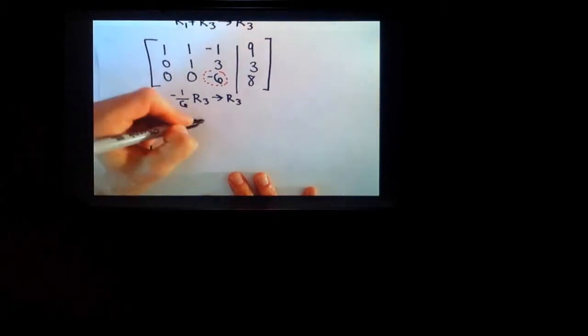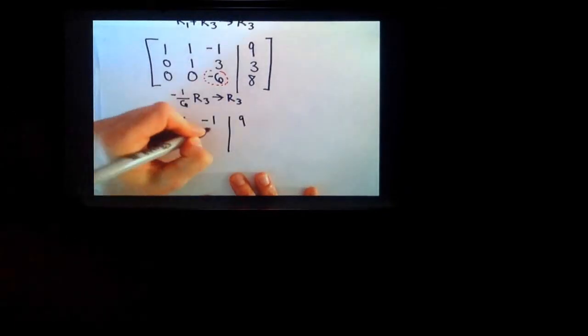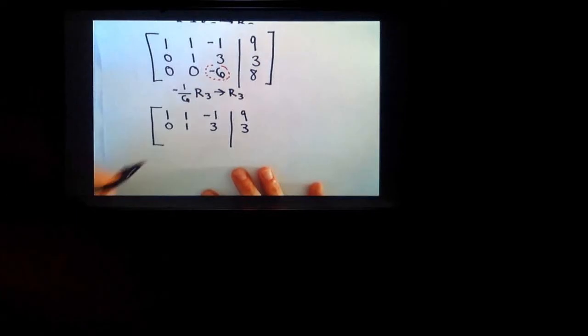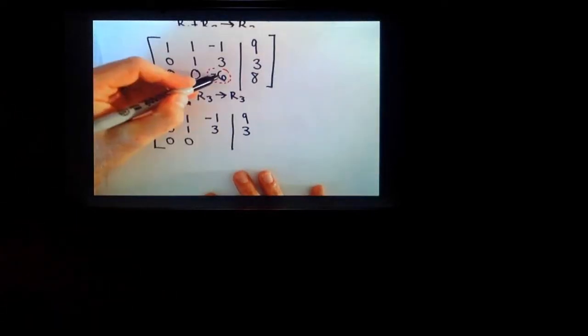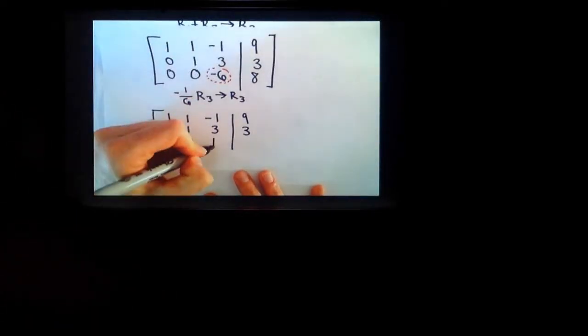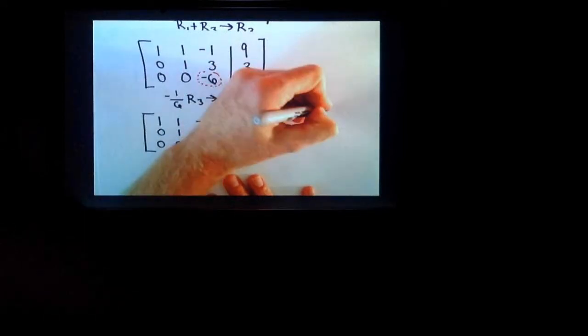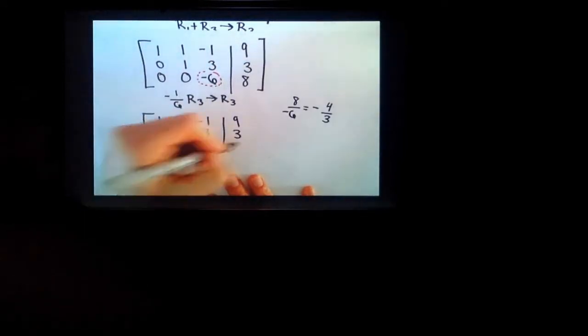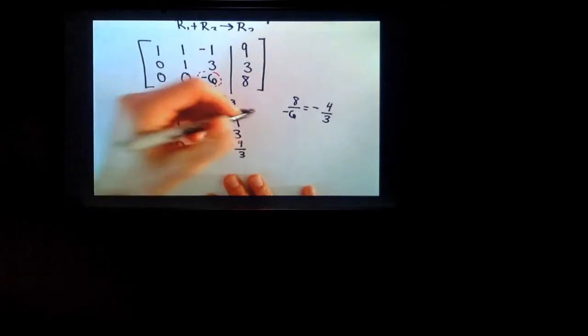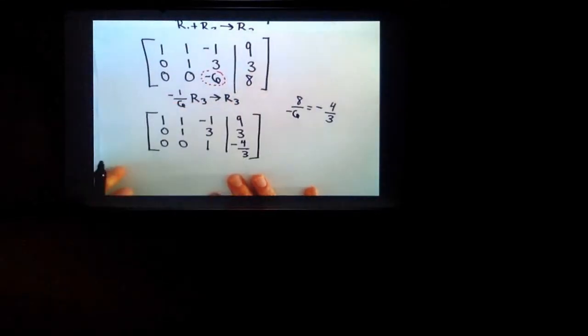Again, not doing anything to the first row, not doing anything to the second row. Negative 6 divided by negative 6 would be positive 1. 8 divided by negative 6, well, that would be 8 over negative 6. We can reduce 8 over 6 into 4/3, again, not getting negative. Okay, so now we've got our matrix in the form that we want.